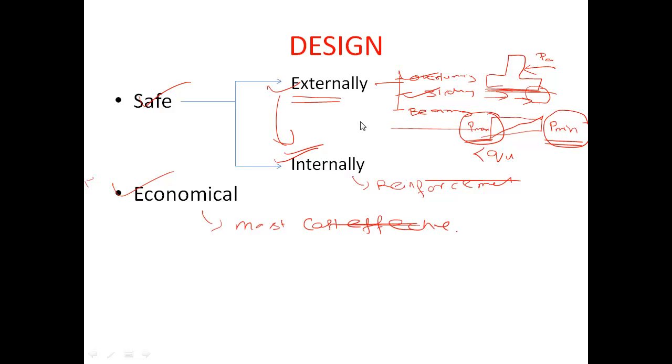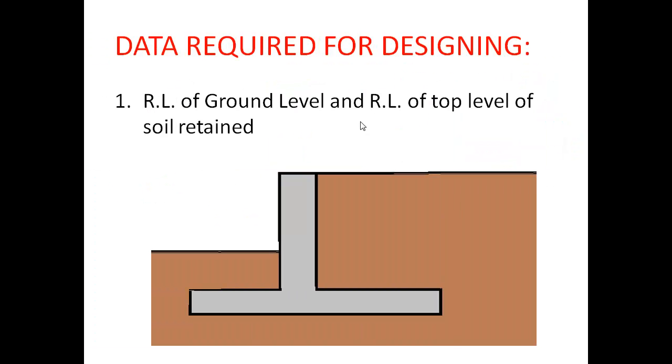Now we will go through the different steps in design. What are the data required for designing? The first data we need is the reduced level of the ground level and the top level of soil retention. This is the ground level. This is the top level of soil retention. If we know this RL and this RL, we can find out the height difference.